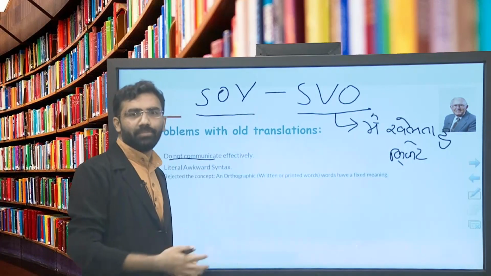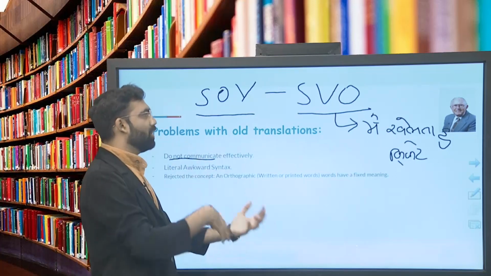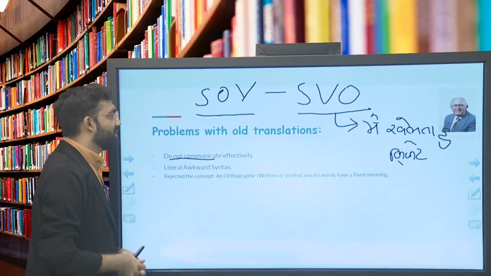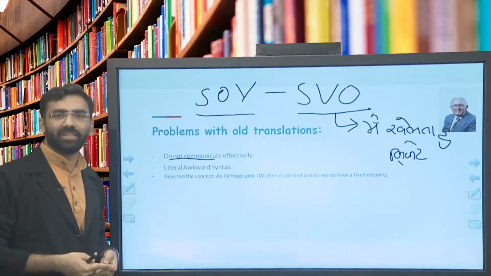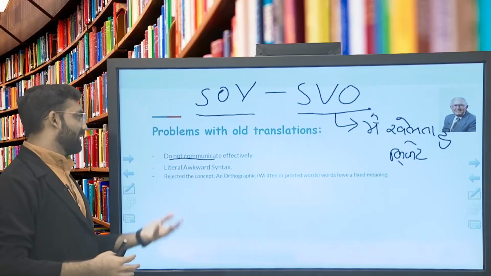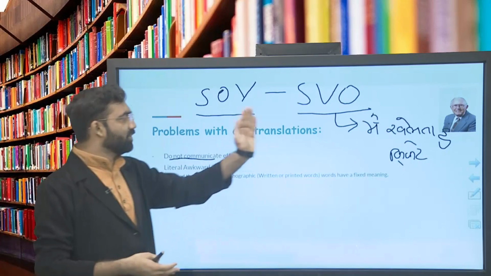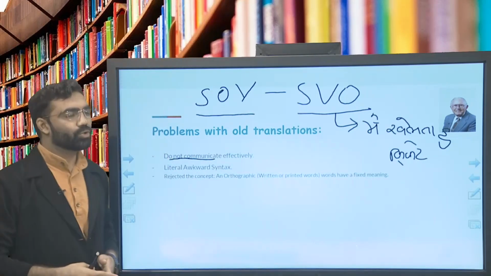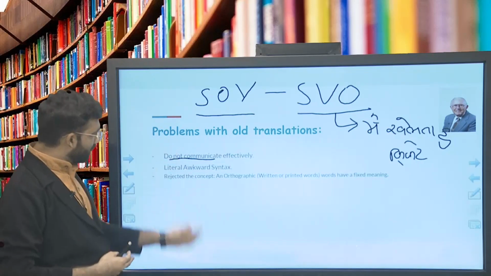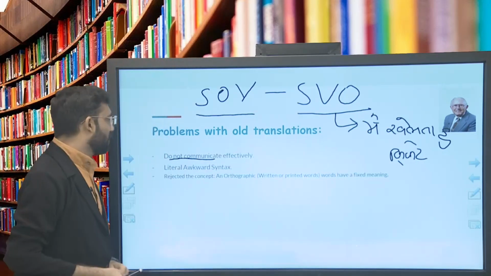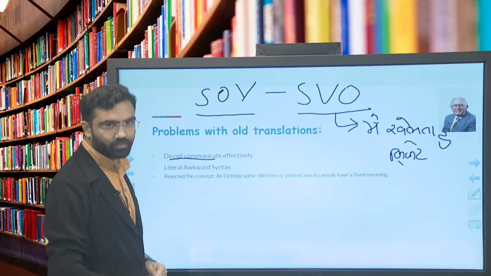This sentence is simple, so if you try to understand it, it might make sense. But this kind of sentence pattern would be meaningless. Though the words are there together, it should have a proper structure. So he rejected the concept of an orthographic word having fixed meaning.